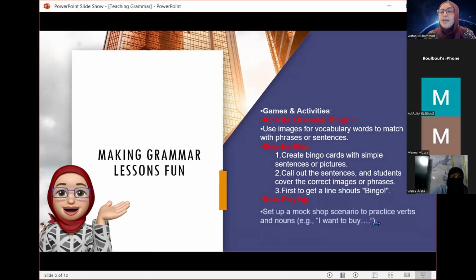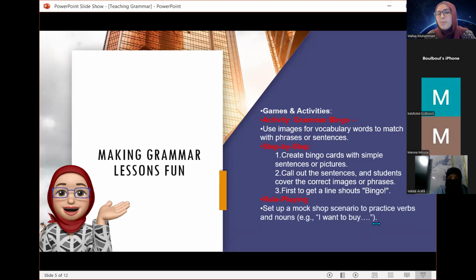Okay, or you can have a role play. Set up a mock shop scenario to practice verbs like I want to buy, and so on, using some language functions like can I have, may I do. The grammar twister is an amazing one, and hot potato, amazing. Yeah, Miss Wafaa, amazingly great.